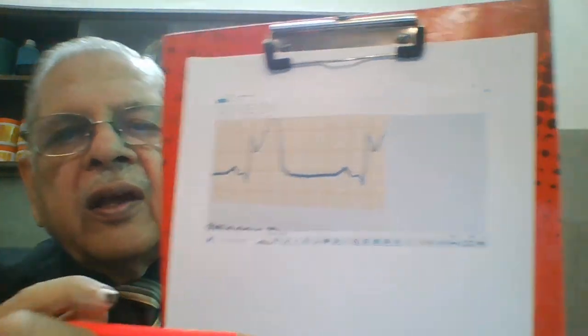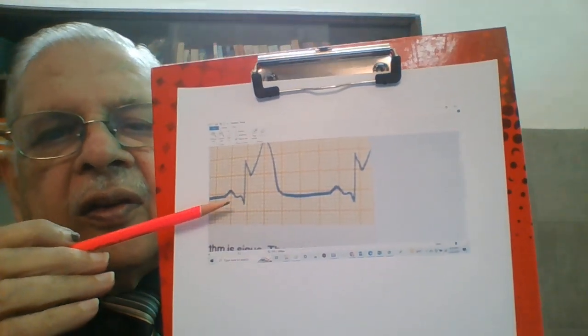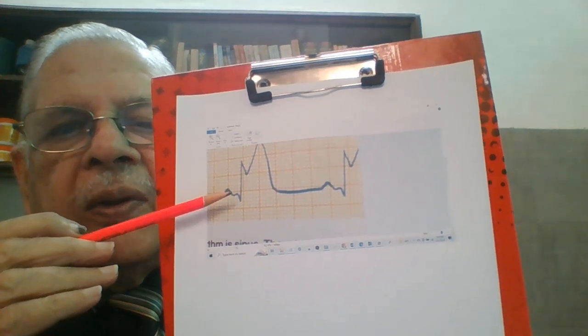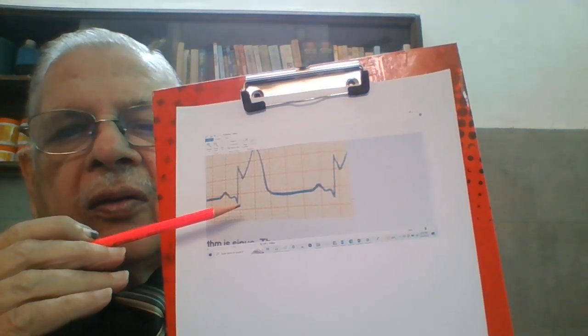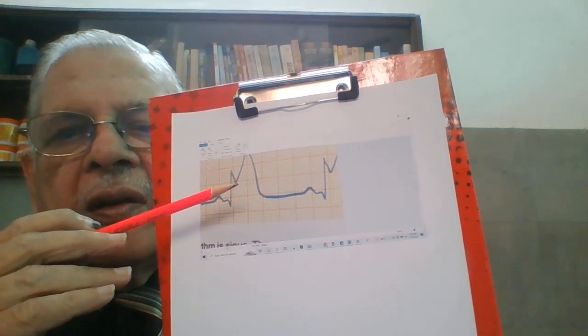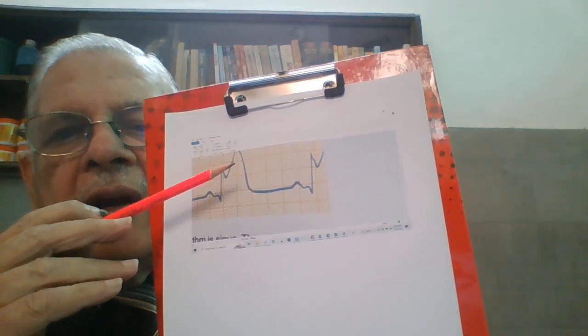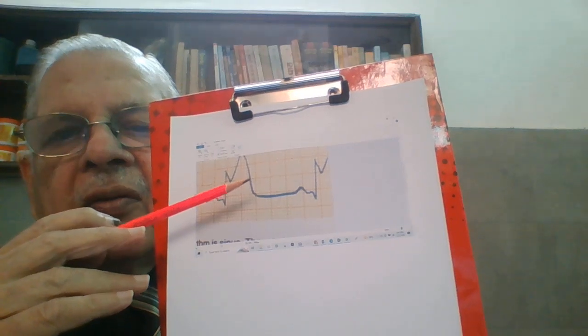To make it more clear, look at this diagram. This is the ECG complex shown. This is the P wave. This is the QRS segment. This is the J point, and this is the T wave which is going up.